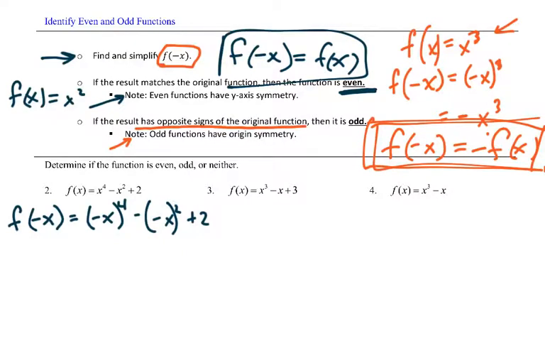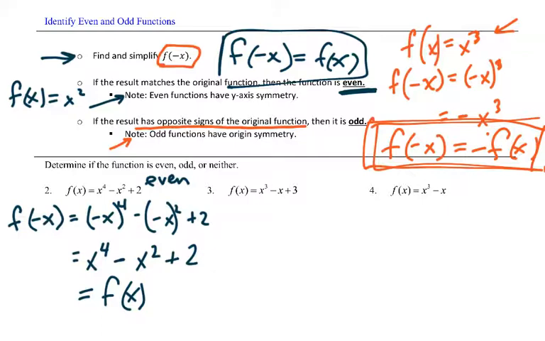A negative number to the fourth power gives us the same thing as a positive number to the fourth power, because negative x times negative x times negative x times negative x, there's 4 negatives, so they cancel each other out and we end up with a positive result. Minus, same thing happens here, negative x times negative x is the same thing as x squared. And then nothing happened to that constant. So f of negative x will end up equaling x to the fourth minus x squared plus 2, which is the same thing as f of x, which means that this function is even.